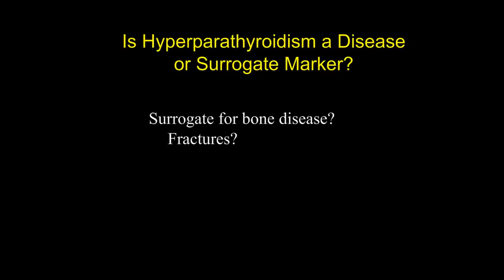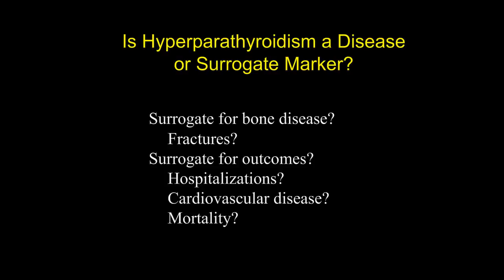Well, in terms of surrogates, we do tend to use it as a surrogate of bone disease, and it is its major factor in how we assess whether patients have bone disease, and in particular, the incidence of fractures. We also have been looking at it as a surrogate of various patient outcomes, such as hospitalizations, cardiovascular disease, and mortality, and most of the epidemiological studies have shown an association of high parathyroid hormone concentrations with poor patient outcome and mortality.